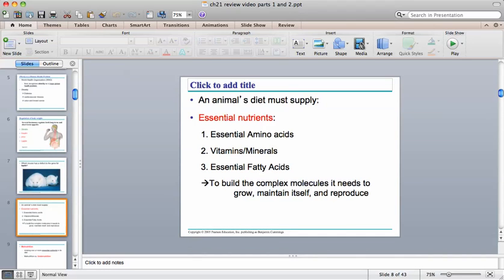Okay. So now an animal's diet really needs to supply particular nutrients, and nutrients that the body can't process from other nutrients that it takes in are called essential. So for instance, there are particular amino acids that are essential amino acids. You need to obtain these in their full form from another organism, whether it's plant or animal. Also, vitamins and minerals are essential. Our bodies can't make these from other materials. And then certain fatty acids are also essential.